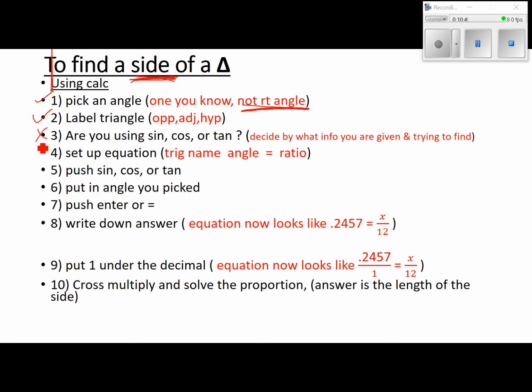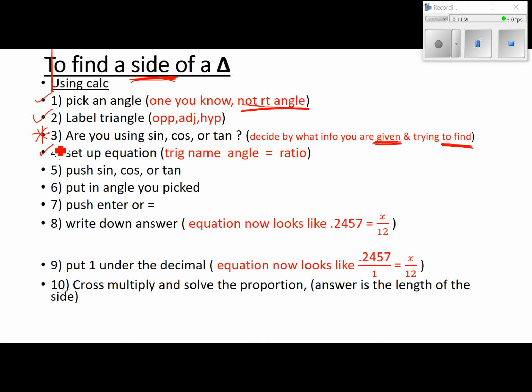Then, this is probably the hardest one. It's the one that most students have the most trouble with. You've got to decide: am I using sine, cosine, or tangent? The way you decide that is by the information you're given and what you're trying to find. One of the sides and one of the angles, most of the time, you're probably not going to care about, so you just ignore them. Set up your equation just like on that last slide.